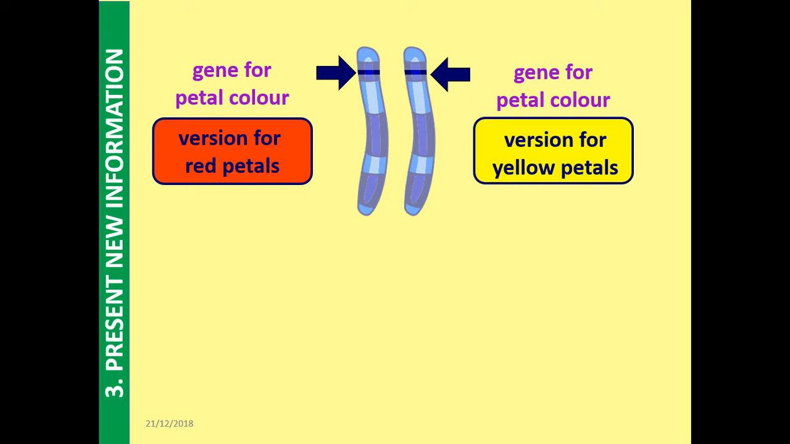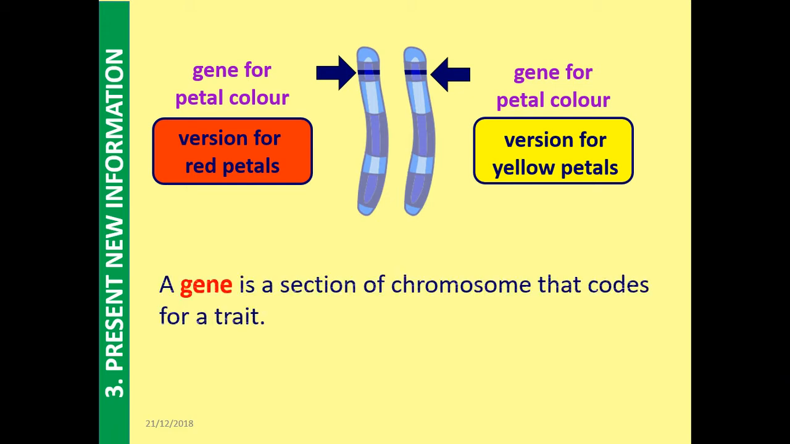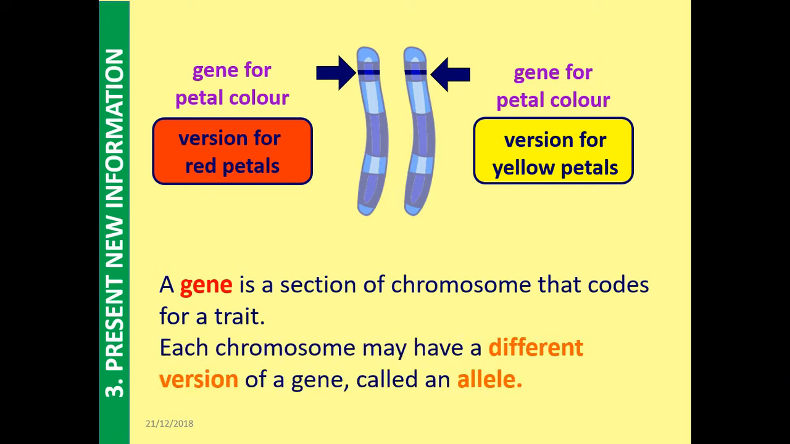Within the chromosome, a section of chromosome is called a gene, and the gene that we're looking at here as our example is for petal colour. And we can have different versions of that gene. So here we have red petals, that's one version of the gene, and yellow petals, another version of the gene. So the gene is the section of chromosome that codes for a particular trait. And that version of the gene is referred to as the allele. And out of all of these key words, I think that's the one that people tend to forget, okay? Allele, the version of the gene.